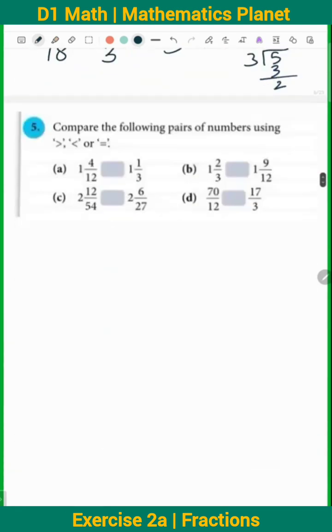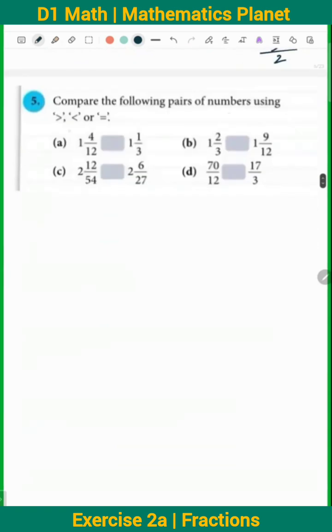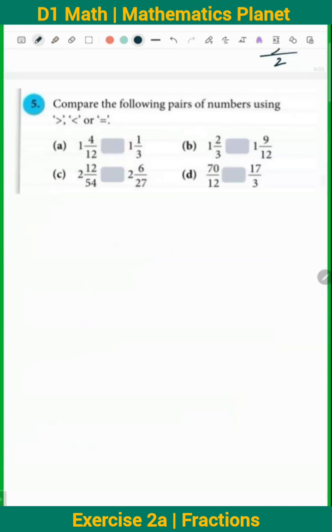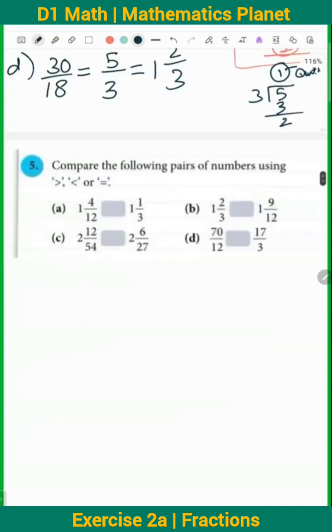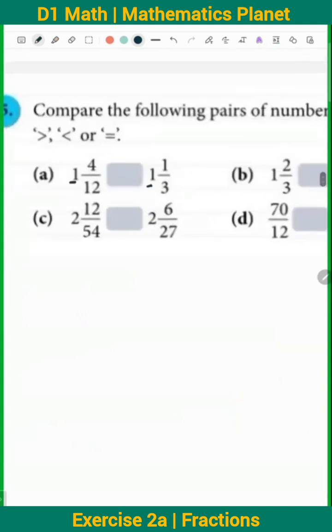Okay, compare the following pairs of numbers using lesser than, greater than, or equal to. Yesterday we also did a few questions like this. Today we are going to do some more questions. So 1 whole is here and 1 whole is here. The whole number is the same. We are not going to touch this. Now 4 by 12, 1 by 3. How can we make the denominator the same?